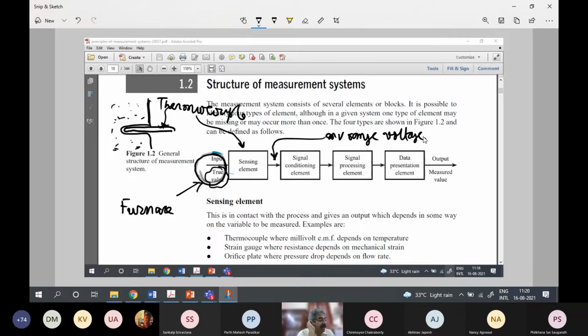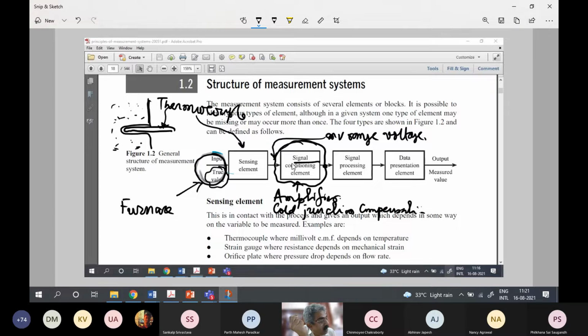So we need a signal conditioning element to bring it to a usable level. Maybe you have an amplifier. You may also have a cold junction compensator, because thermocouples do not give absolute temperature, but the voltage corresponding to the temperature difference, hence cold junction compensation. So there are some specific circuits which are required. These are signal conditioning elements. These are not signal specific, these are sensor specific.